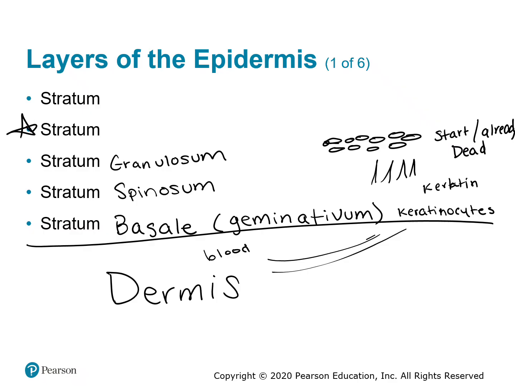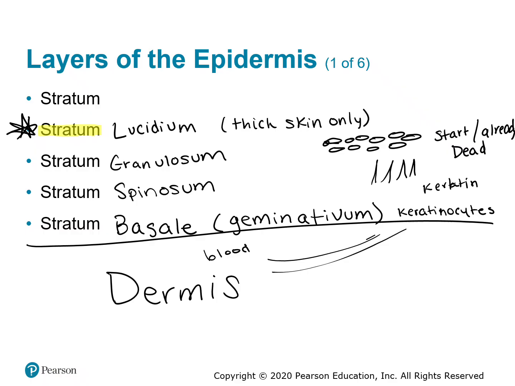This fourth layer is special. We only see this layer in thick skin. And that is stratum lucidium. Stratum lucidium is named because it is clear. Lucid means clear. Lucidium is the clear layer. You only find stratum lucidium on the palms of your hands and the soles of your feet. Thick skin only.